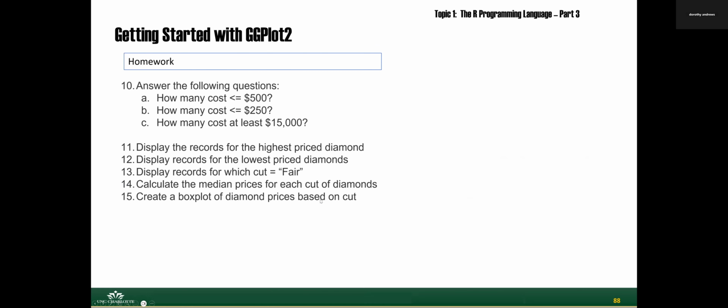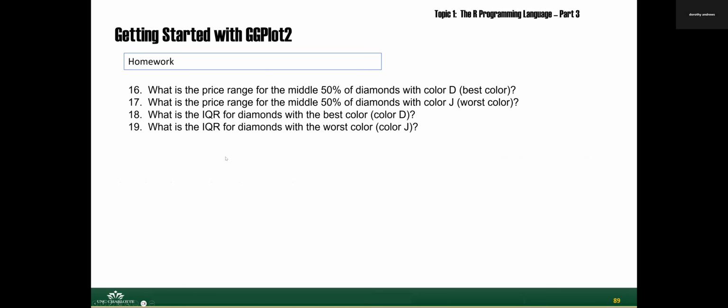Calculate the median prices for each cut of diamonds, and then create a box plot of diamond prices based on cut. Again, you have all the code you need to do that assignment. And then finally, you're going to calculate the price range for the middle 50% of the diamonds with color D, and then for the middle 50% of diamonds with color J, and then tell me what the IQR is for color D diamonds, and what it is for color J diamonds. You can do all of this. You've got your quantile functions. You know how to do all of this work.